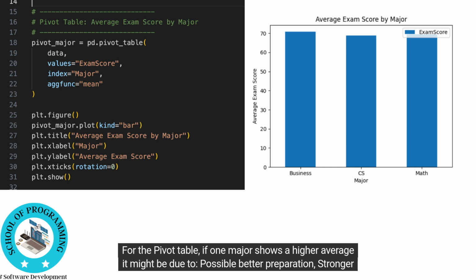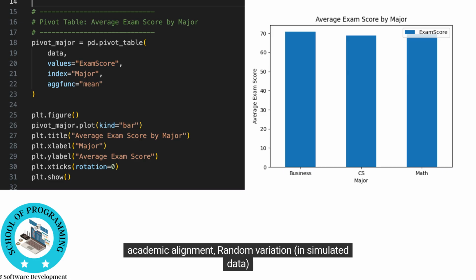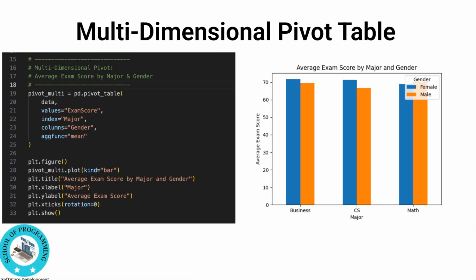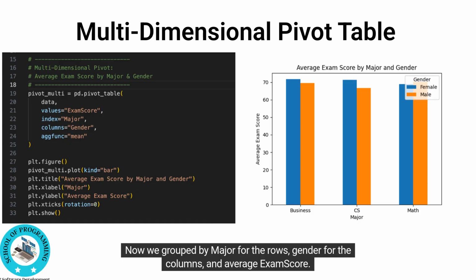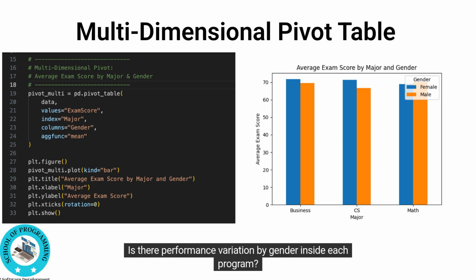For the pivot table, if one major shows a higher average, it might be due to possible better preparation, stronger academic alignment, or random variation in simulated data. Unlike CrossTab, pivot tables analyze numeric performance. CrossTabs analyze category distribution. Now we grouped by major for the rows, gender for the columns, and average exam score. This answers the question, do male and female students perform differently within each major? Is there performance variation by gender inside each program? This is multivariable exploratory data analysis.